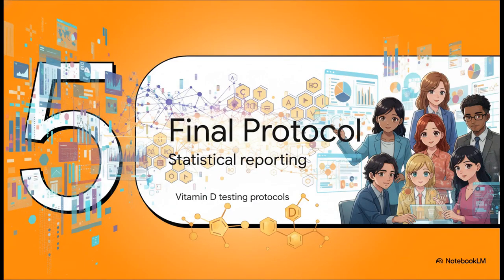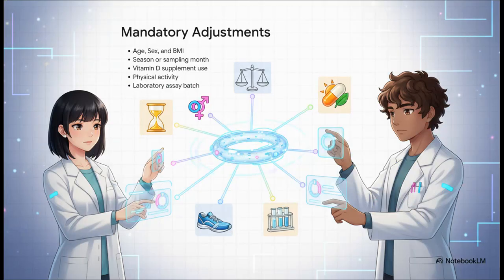Finally, we've reached Section 5, statistical reporting and final protocol. Okay, so we've standardized the collection, the lab assay, and our definitions. Now it's time to put all that rigorous data into a multivariable regression model. To ensure your statistical reporting is bulletproof, you have this list of non-negotiable covariates.